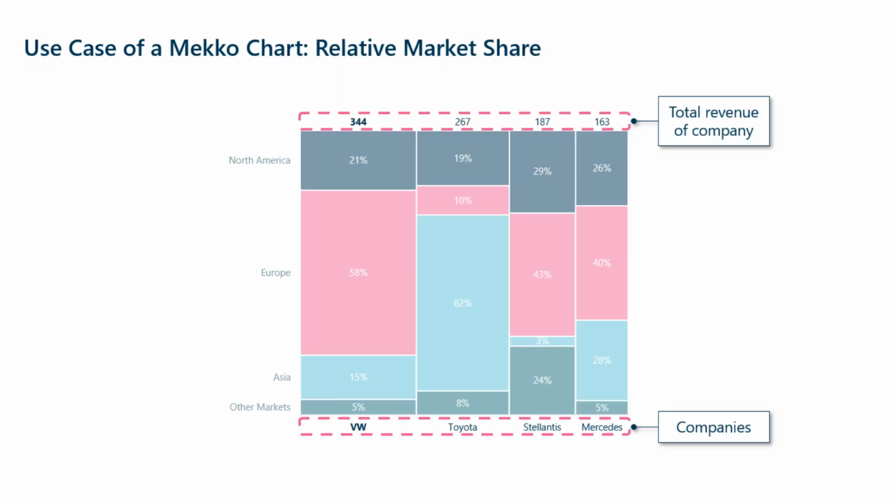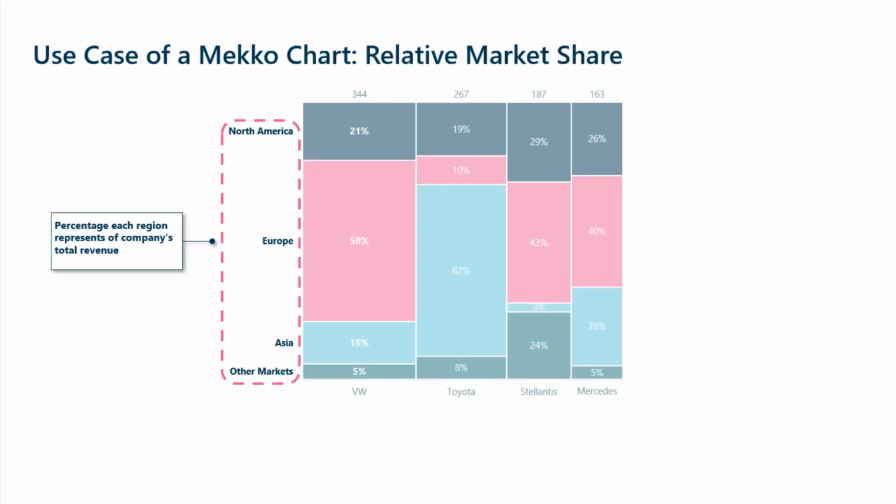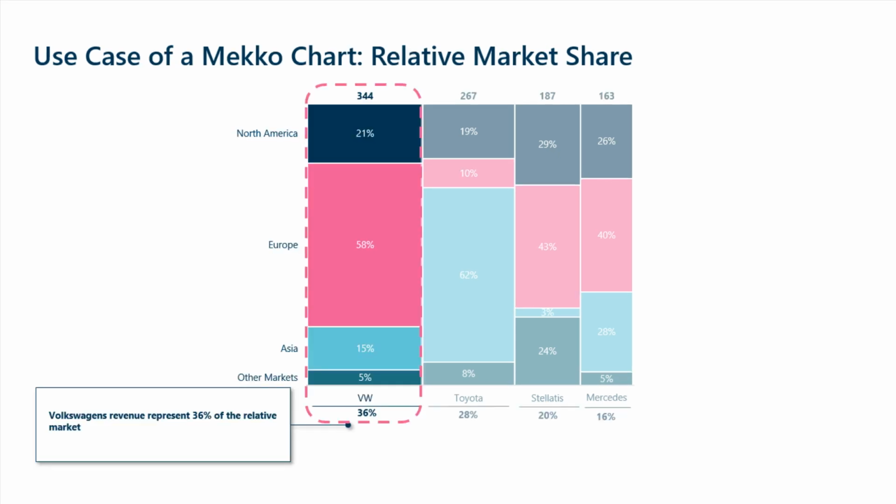In this chart, each column's height sums to 100%, indicating total revenue for each company, which can be seen at the top of the chart. The column is divided further by how much each region contributes to the total revenue. For example, 58% of Volkswagen's revenue comes from Europe. The width reflects each company's revenue as a proportion of the total market, which is 962 billion. As shown, Volkswagen represents 36% of the market, and it's visually filling a proportionate segment of the chart.